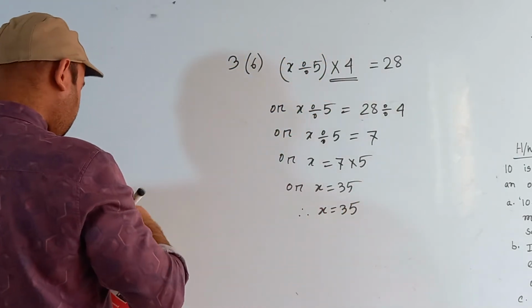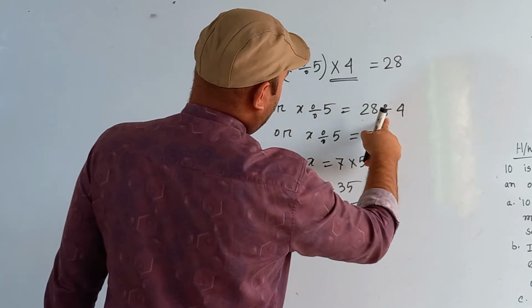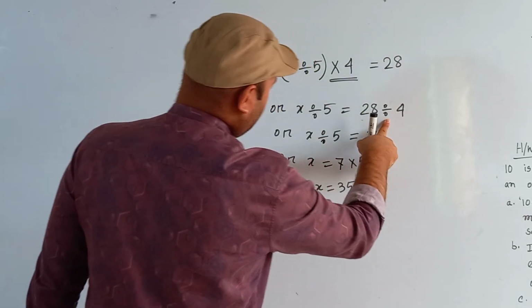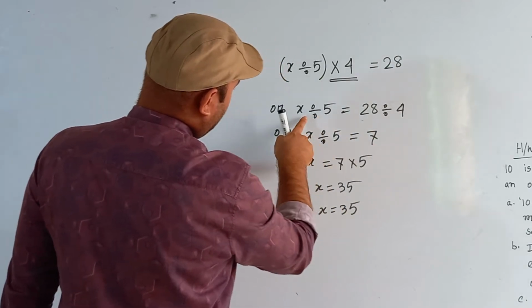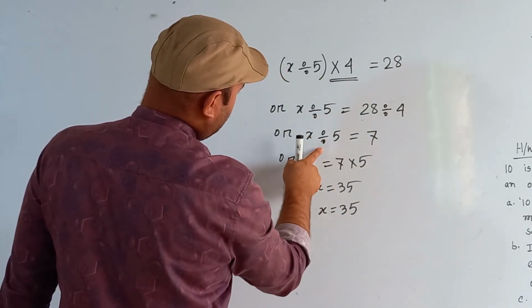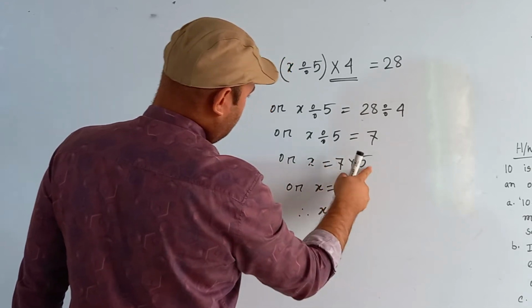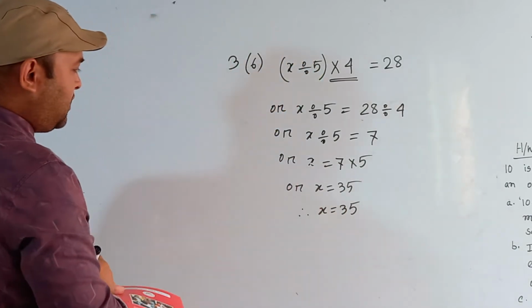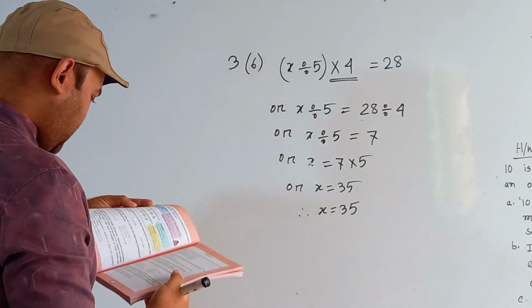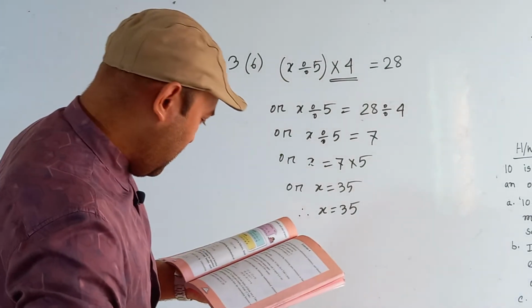Look here, here is the multiplied side. After taking it from the left hand side to the right hand side, I have used the division sign, and after dividing we got 7. Look here, here is 5 with the division sign. After taking it to the right hand side, I have used the multiplied sign, and after making the multiplication we got the required answer, that means the value of x. My dear students, hope you understood this one.